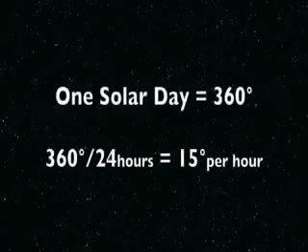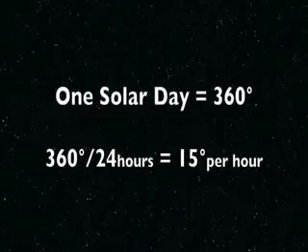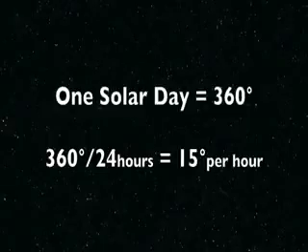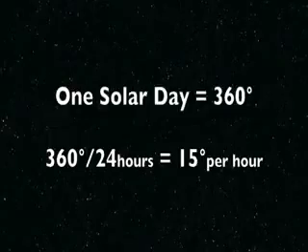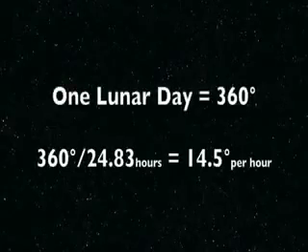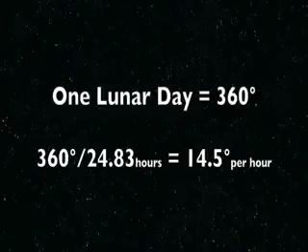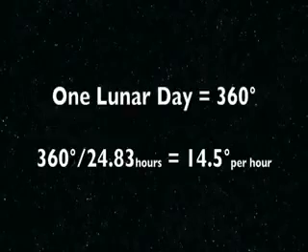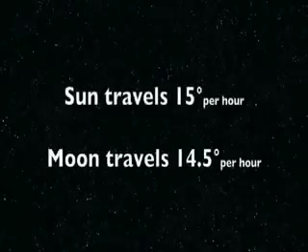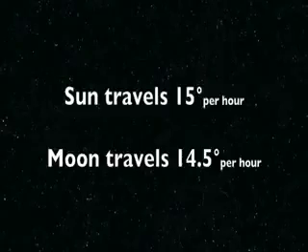So if one solar day is 360 degrees, and we can round up to make this a little easier, if there are 24 hours in a day, that means the sun moves 15 degrees per hour in the sky. One lunar day, which is one 360-degree circle of the moon above the flat Earth, divided by 24.83 hours, or 24 hours and 50 minutes, that's roughly 14.5 degrees per hour. So the sun moves 15 degrees per hour, but the moon is slightly slower. It only moves 14.5 degrees per hour.